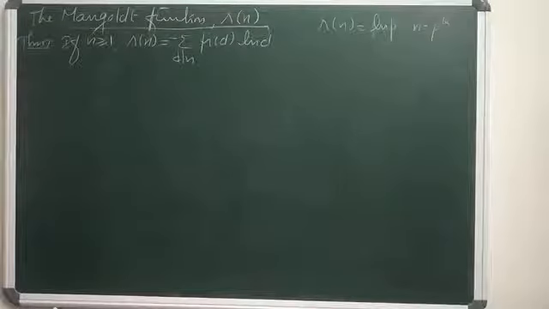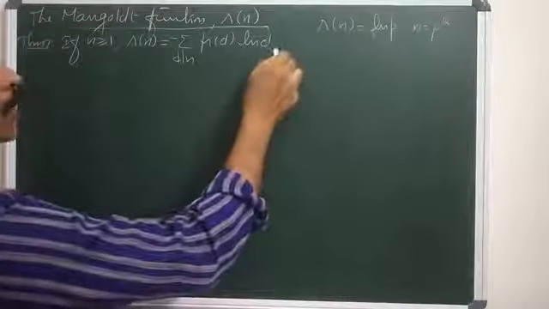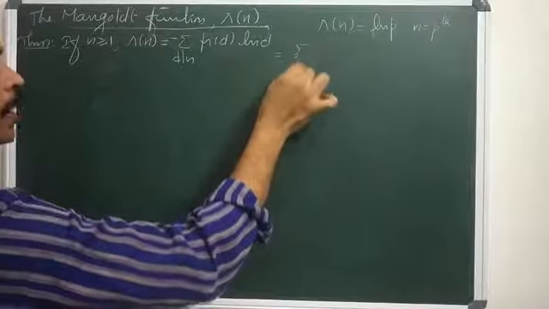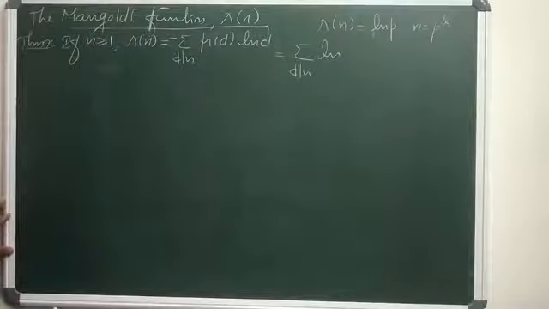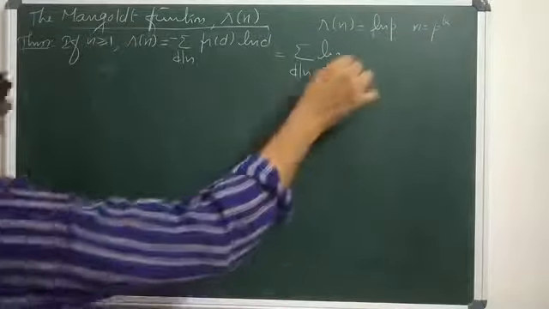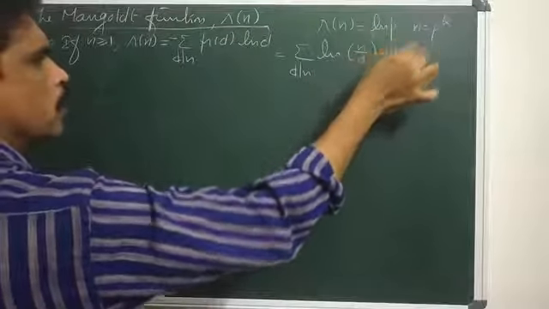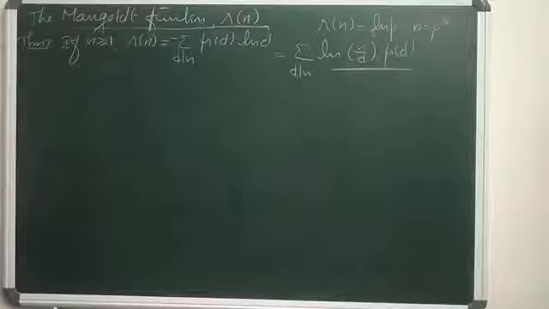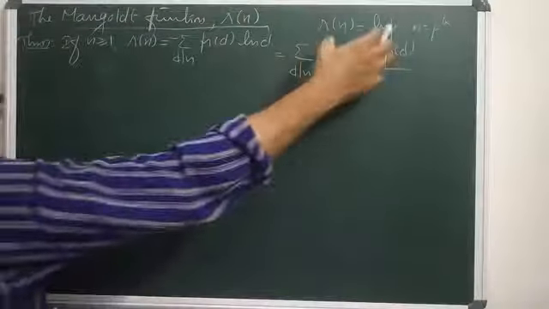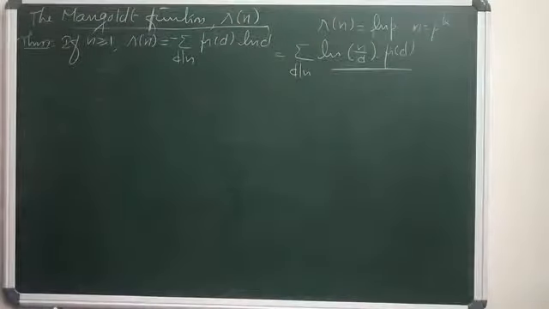This is the next result. If n ≥ 1, then Λ(n) equals minus Σ_{d|n} μ(d) log d. Or it can again be expressed as Σ_{d|n} μ(d) log(n/d). This is another result, and it is deduced from here. How to approach this one?